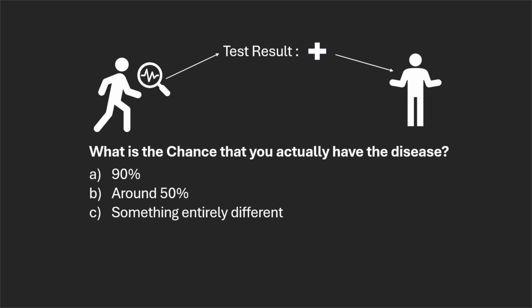But that answer is wrong. The correct answer is only about 15.3%. To understand why this happens, we need Bayes' theorem. At the end of the video, we will solve this problem. Before we solve the medical test problem mathematically, let us understand the idea using a much simpler example.